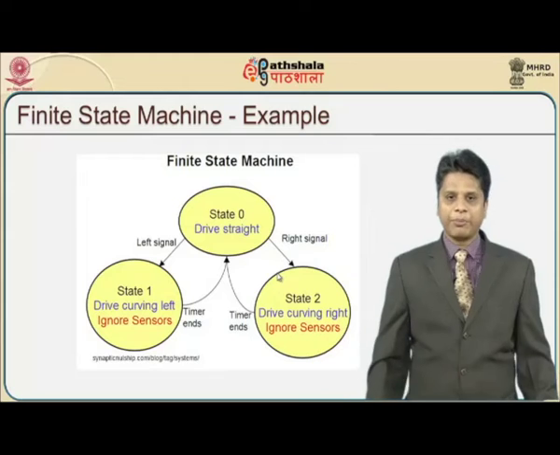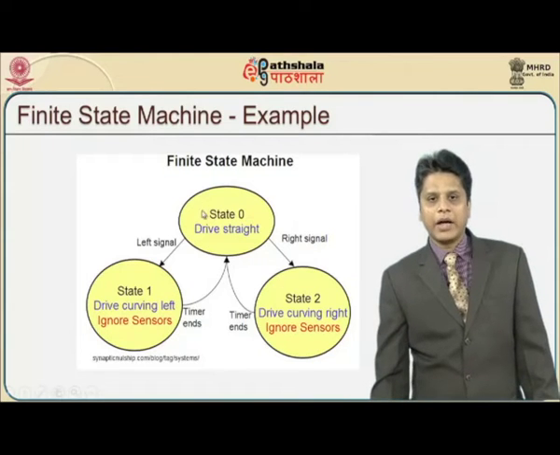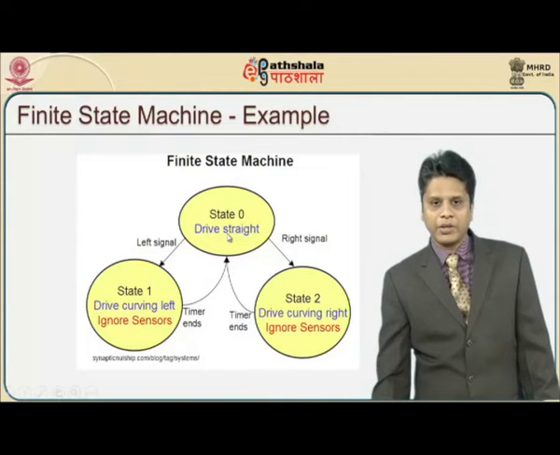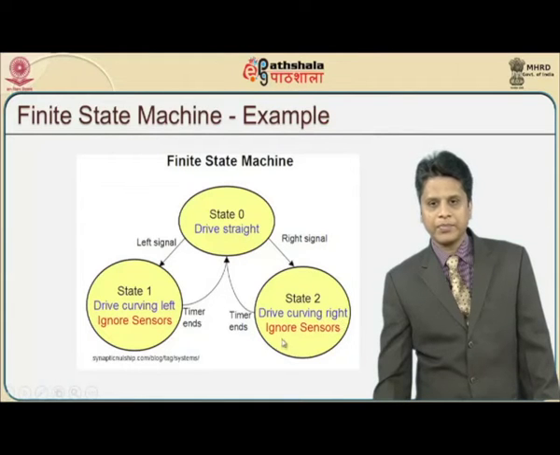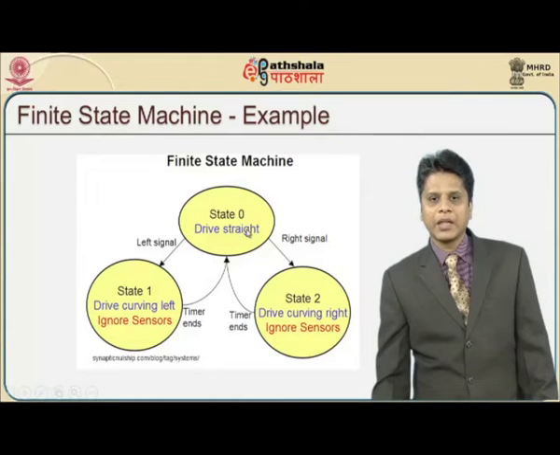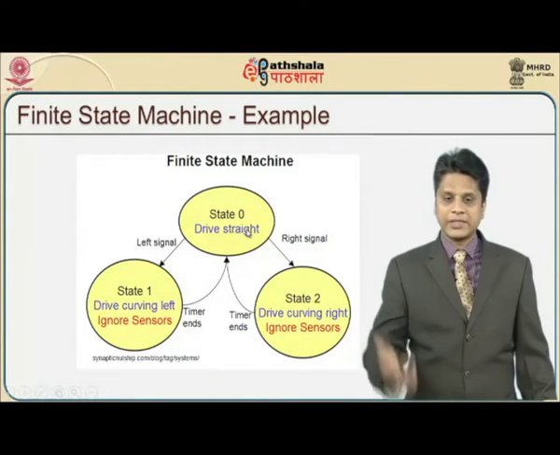As a specific example, in state 0 I will be in the drive straight mode. In state 1 I am changing my state from drive curving left and forgetting about the sensors. If I am turning left, then I am moving to one other state, and if it is a right signal, then drive curving right, forget about the sensors. So these are the three possible states, and when time ends I will go back to the original state.